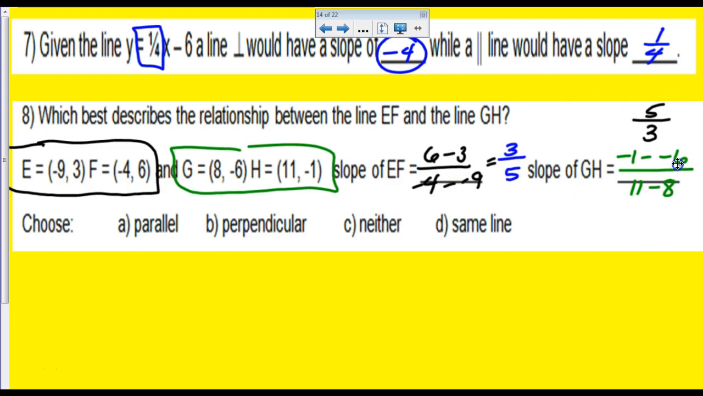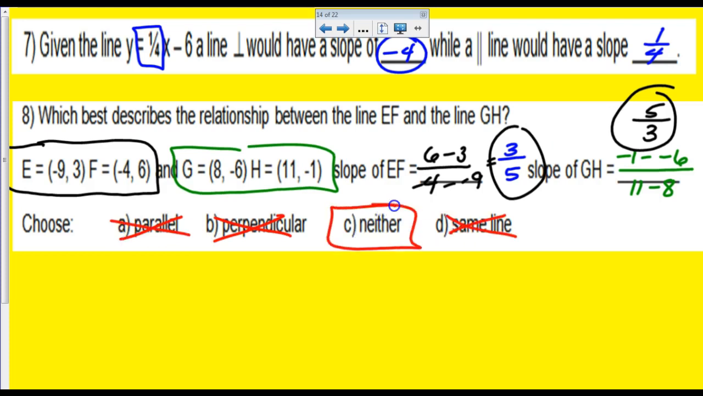Okay. So here's what I'm seeing. This has a slope of 3/5 and this has a slope of 5/3. They are reciprocals of each other, but they are not opposite reciprocals. So they are not perpendicular, they're not parallel. They can't be the same line if they're not parallel. So therefore these are neither. A little bit of a trick question there.